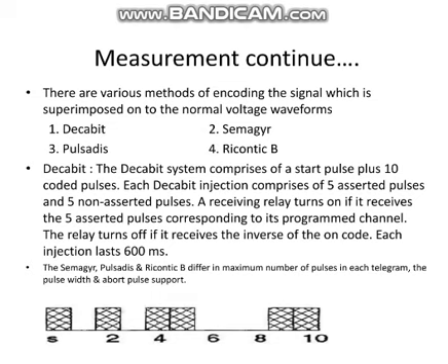The relay turns off if it receives the inverse of the on code. Each injection lasts 600 milliseconds. The Semagyr, Pulsadis and Ricontic B differ in the maximum number of pulses in each telegram, the pulse width and absolute pulse support.